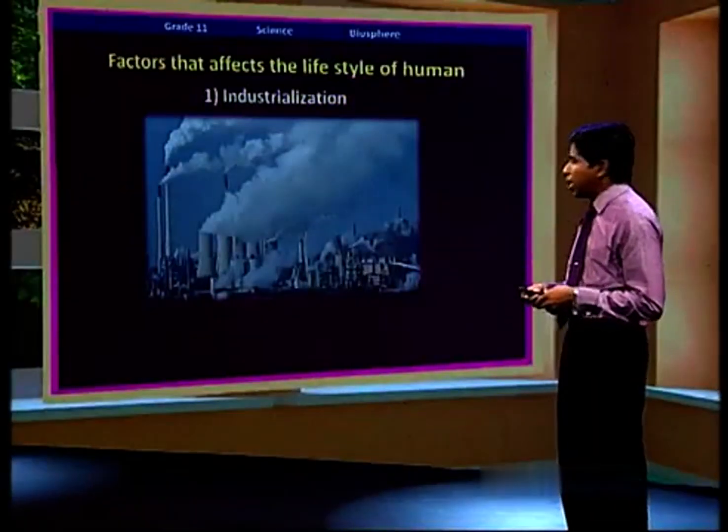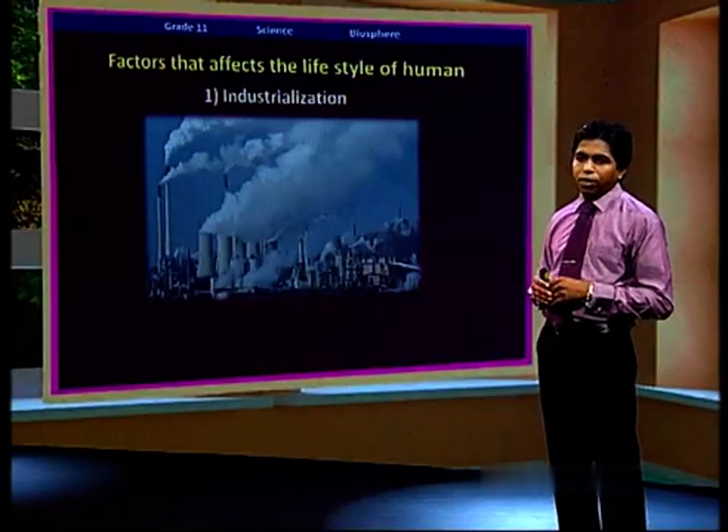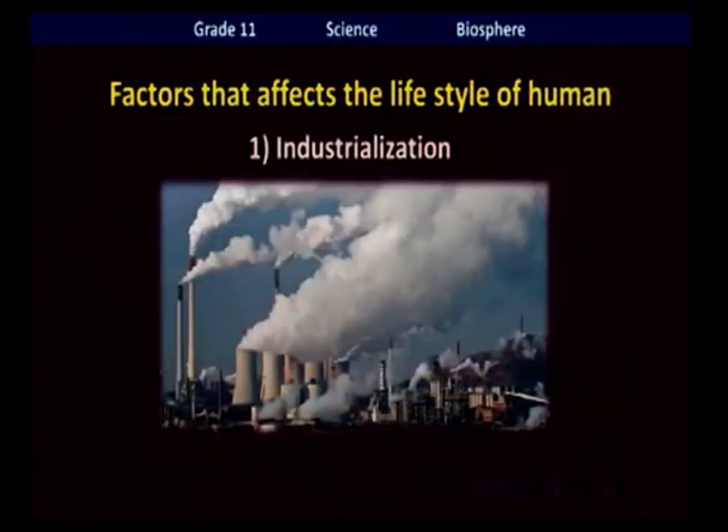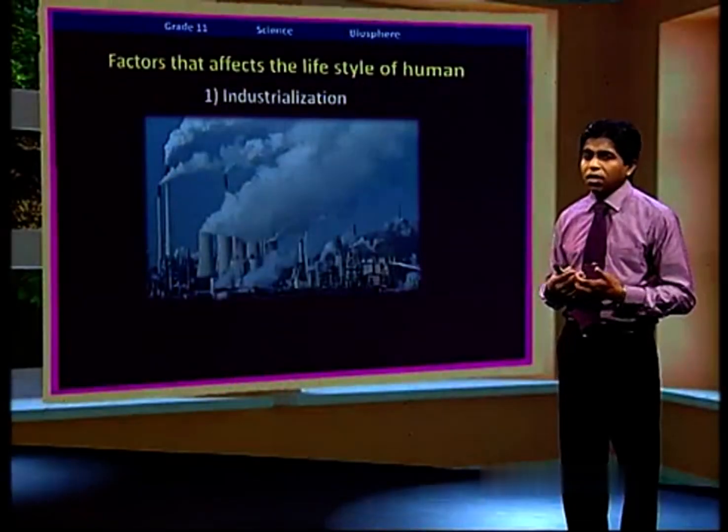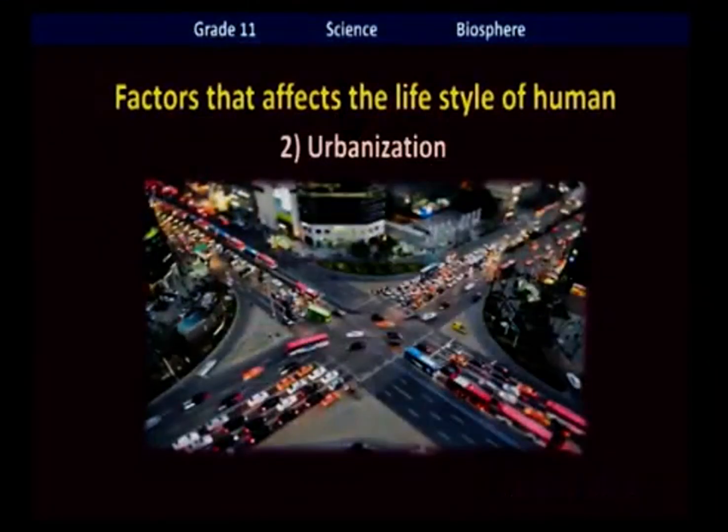Next one, factors that affect the lifestyle of a human. Number 1, industrialization. Industrialization means that due to the technological revolution and the industrial revolution, there are more industries to meet the increased demand for services and other goods by humans. Next one, urbanization.